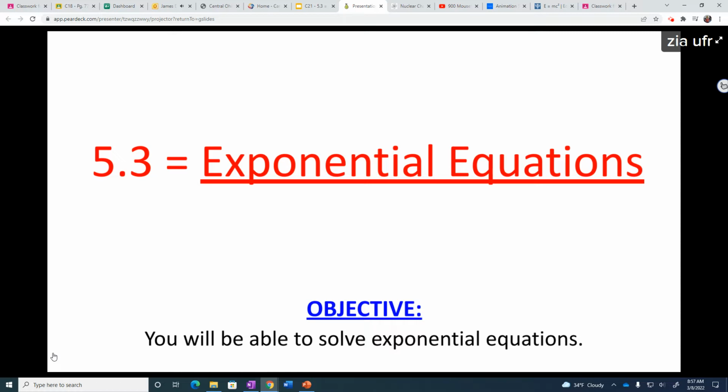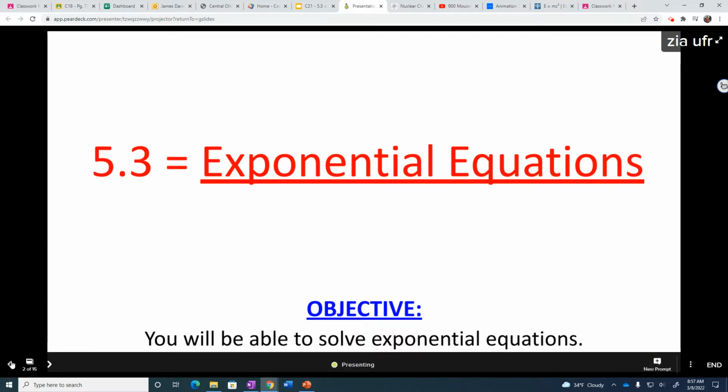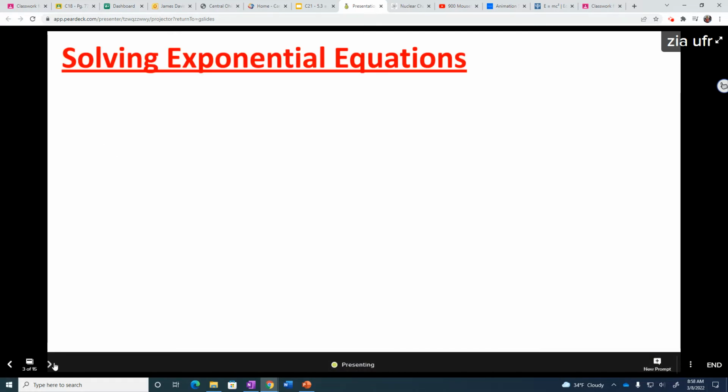This will require a little bit more problem solving today, more so than the graphing did. And you're going to have to draw on some of your algebra skills a little bit today. So we're going to be solving exponential equations.